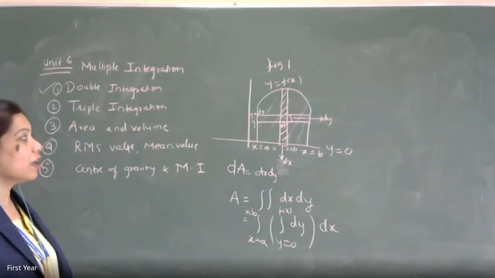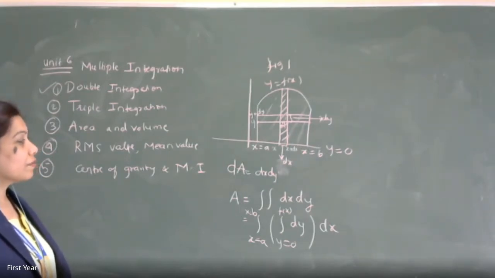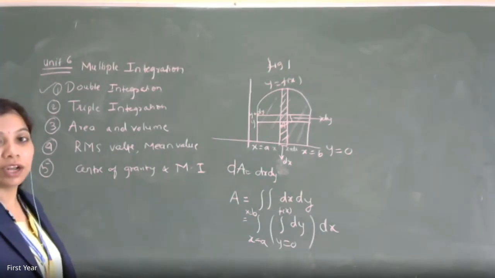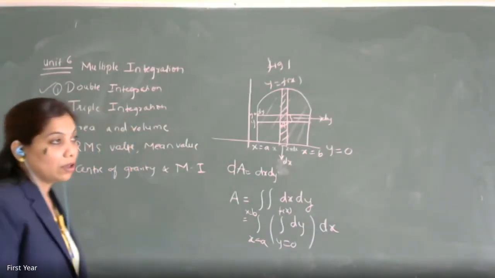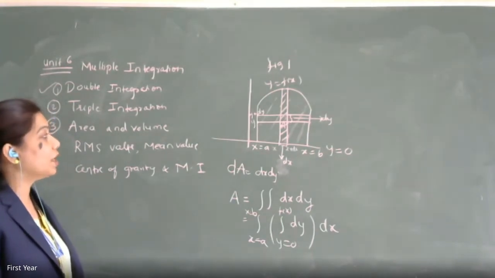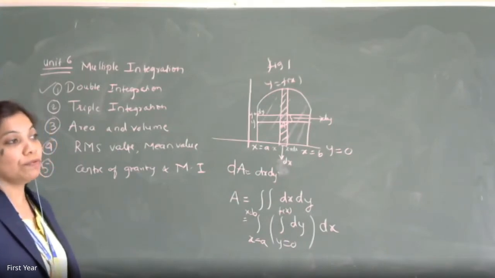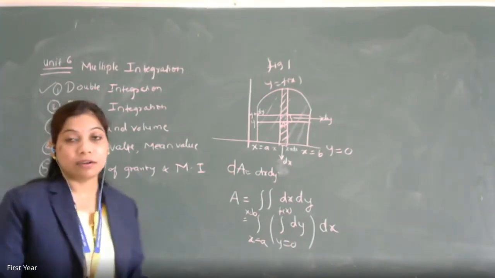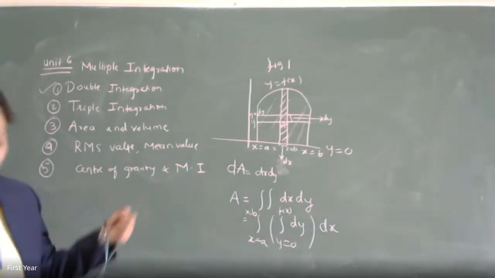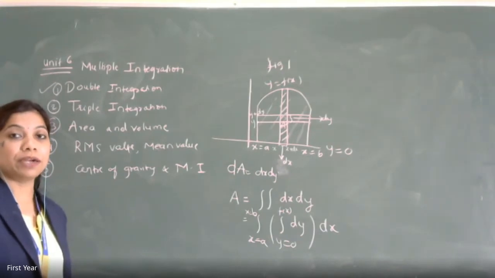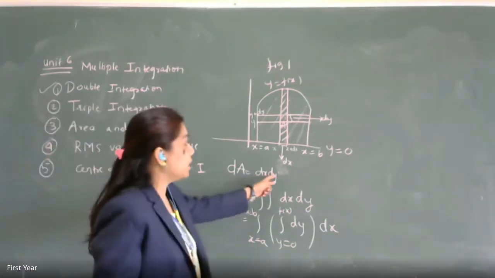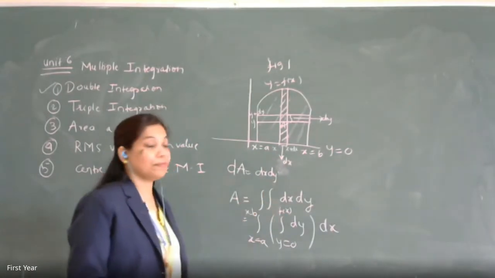Did I say is A? Which line do you want repeated? Anjali, I suppose. Considering the vertical and horizontal strips as shown in figure 1. Small change in A, denoted by dA, is dx dy.